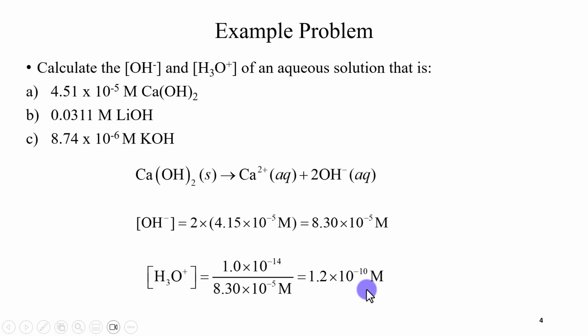Note that I assume, it wasn't given to me in the problem, but I assume that it's at 25 degrees Celsius. If it isn't specified in the problem, then you will use this value for the product of H3O+ and OH- concentrations. Okay, go ahead and try B and C on your own.